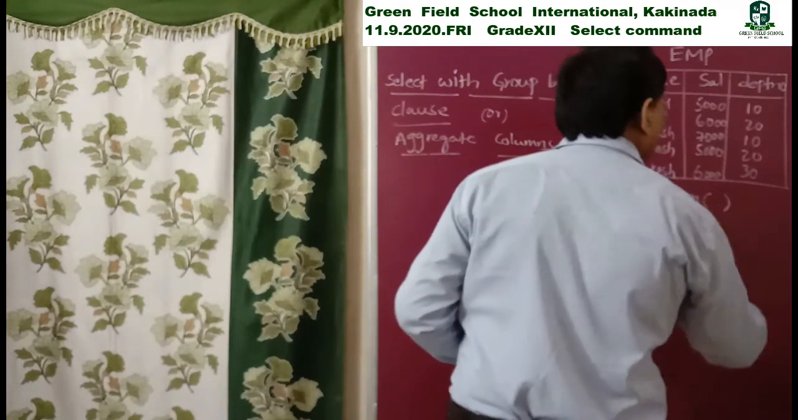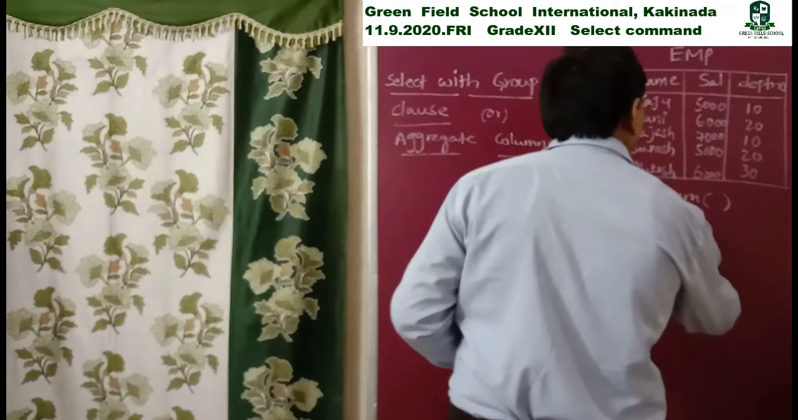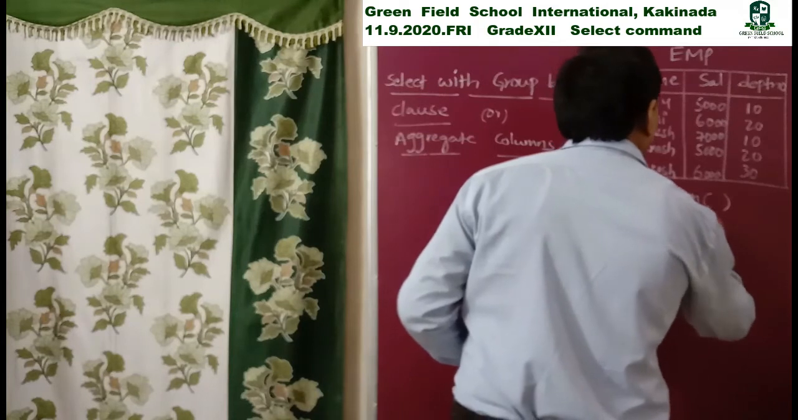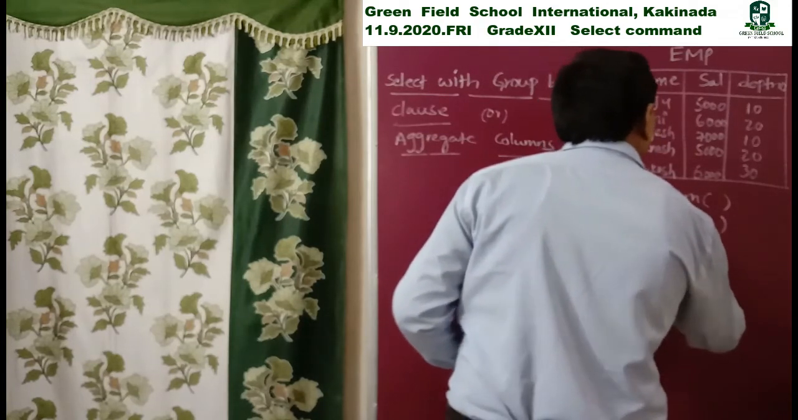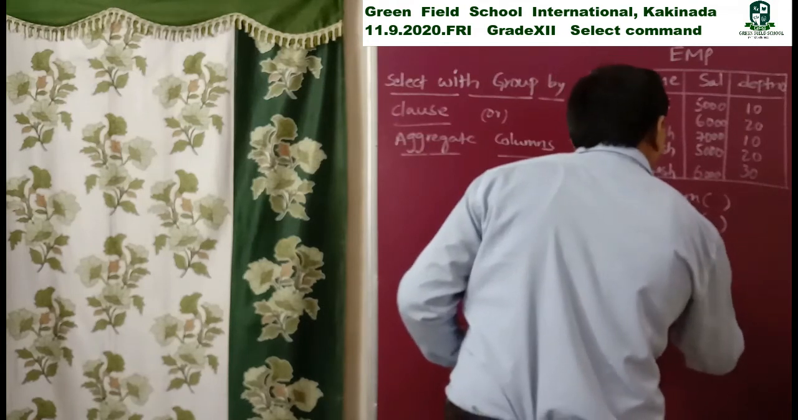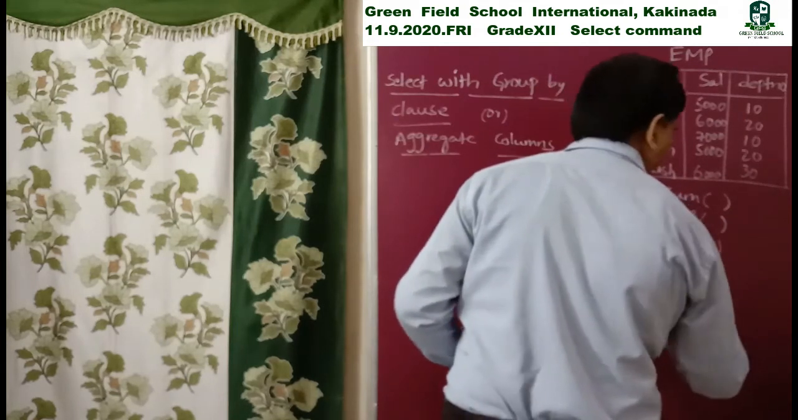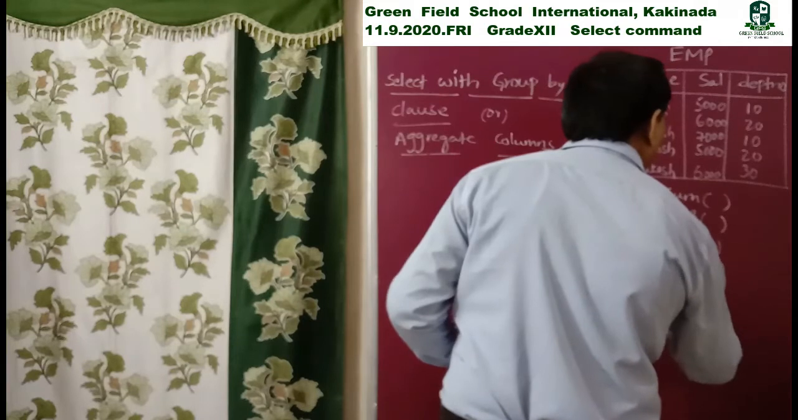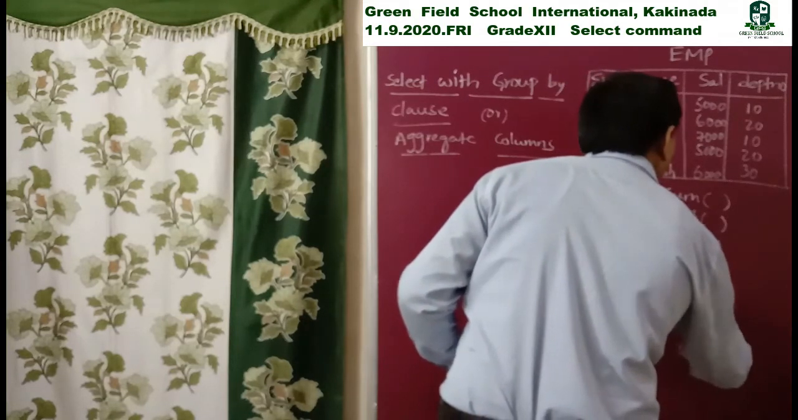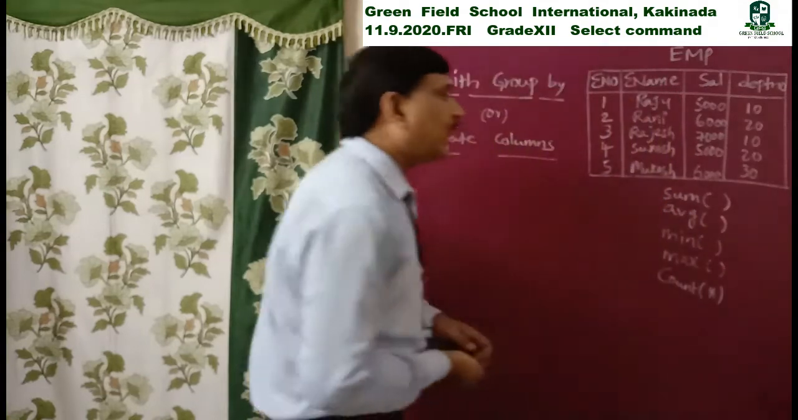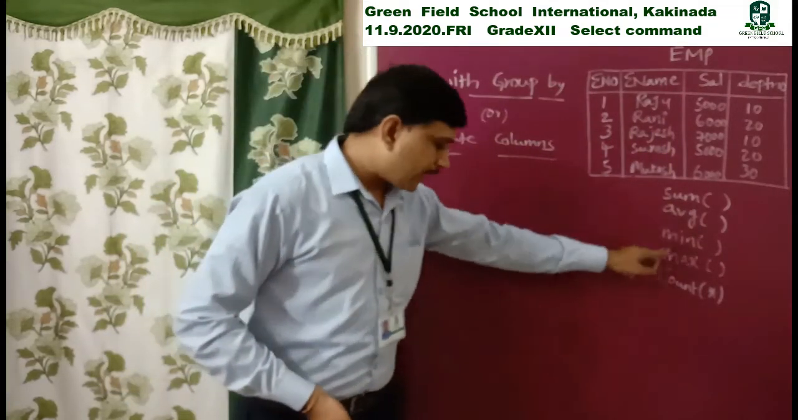Here the aggregate functions are sum, AVG (average), min (minimum), max (maximum), and count of star. These are all called aggregate columns.